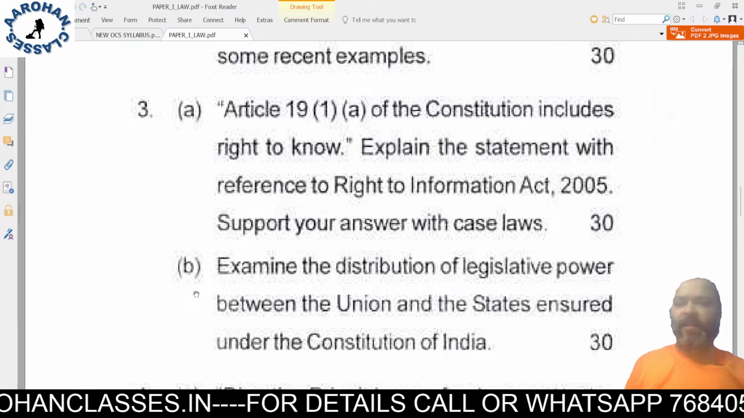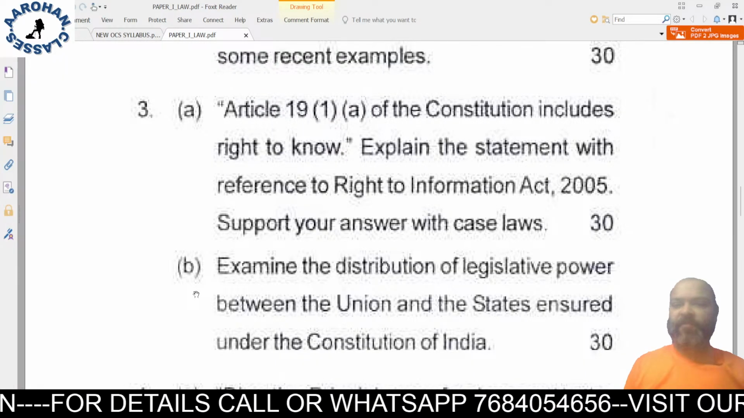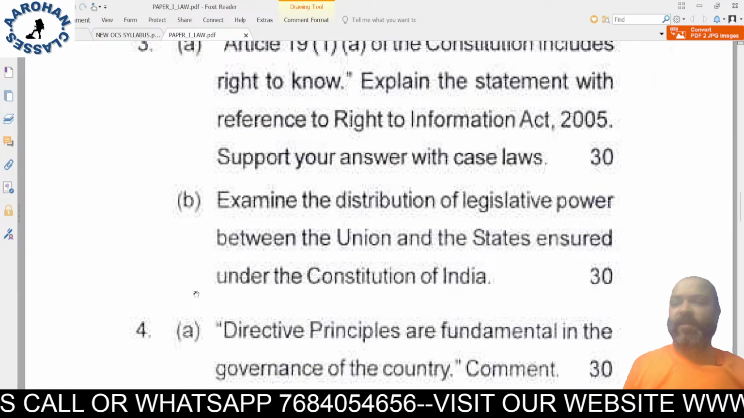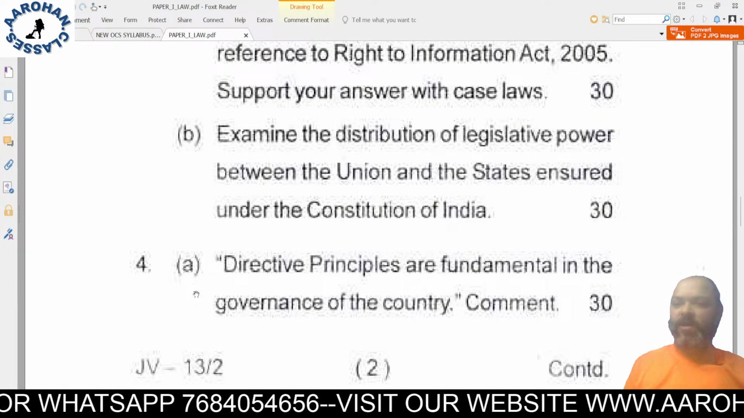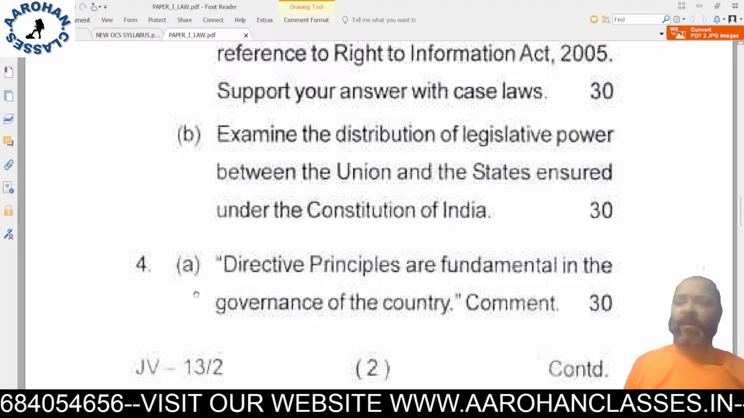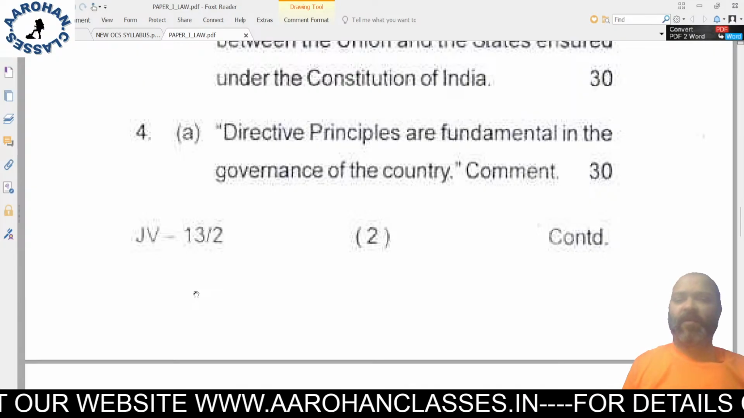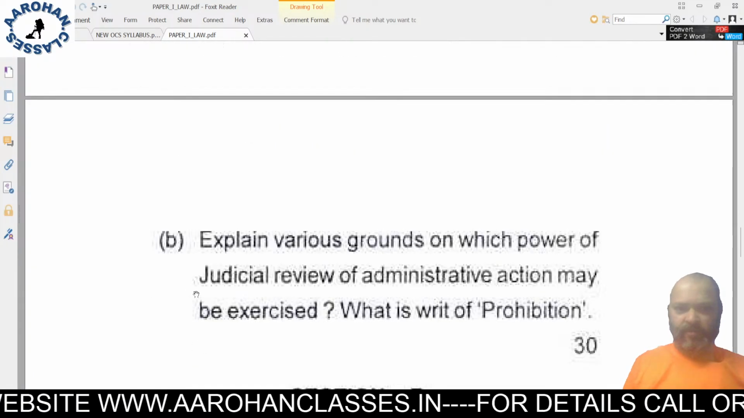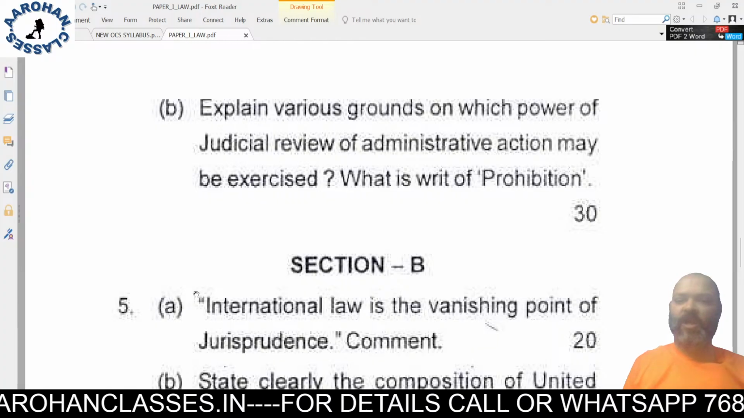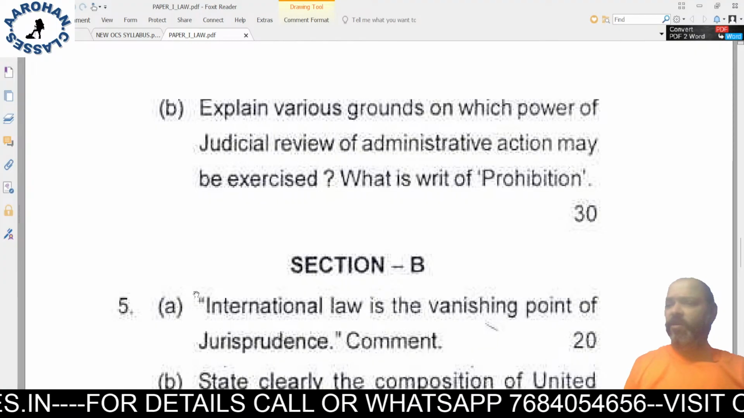3A. Article 19(1)(a) of the Constitution includes the right to know. Explain the statement with reference to the Right to Information Act 2005. Support your answer with case laws. Examine the distribution of legislative power between the Union and states ensured under the Constitution of India. Directive principles are fundamental in governance of the country. Comment. Explain various grounds on which the power of judicial review of administrative action may be exercised. What is the writ of prohibition?